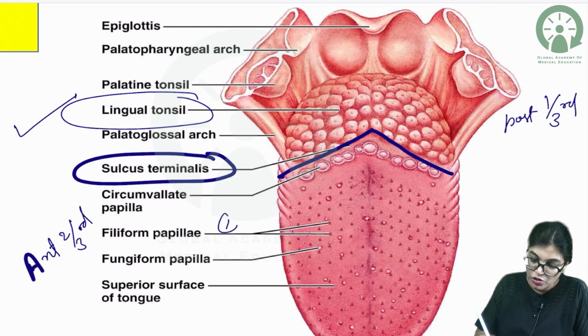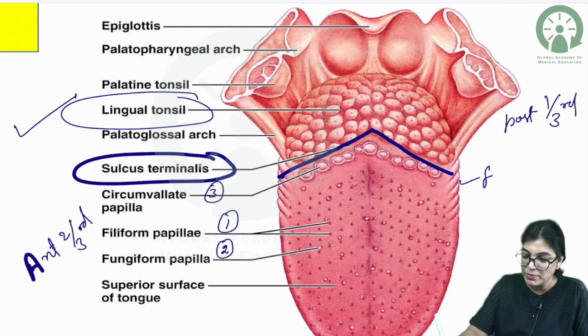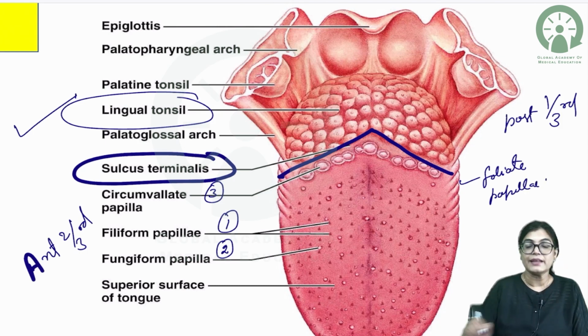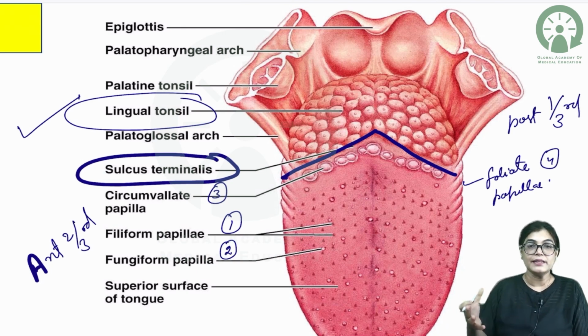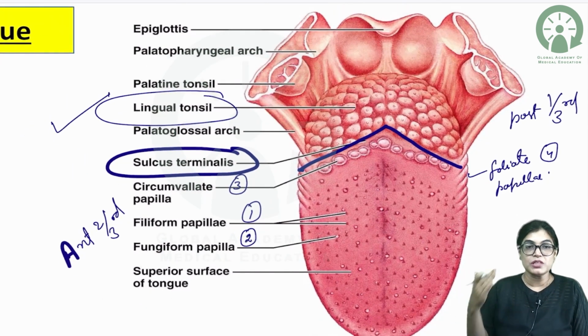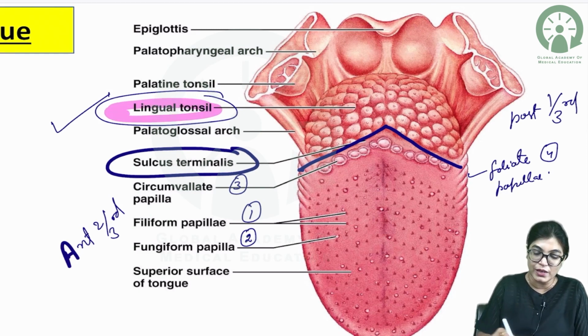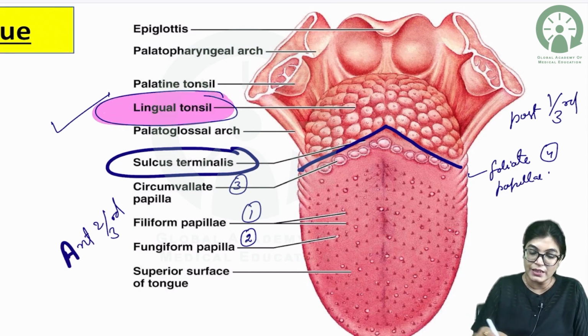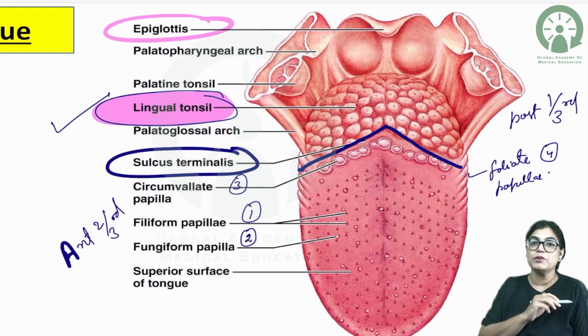The filiform is the most numerous one. Then we have the fungiform papillae, the circumvallate papillae, and also the foliate papillae, which is exactly the rudiment one. It is rudimentary in human beings. So, we have a total of 4 papillae in the anterior part of the tongue. The division of the anterior and posterior part of the tongue is done on the basis of the sulcus terminalis. The posterior part of the tongue has lymphoid aggregation, which leads to the formation of the lingual tonsil, and the posterior part of the tongue is connected to the laryngeal cartilage, that is the epiglottis.